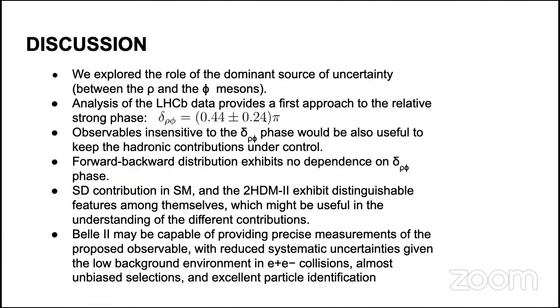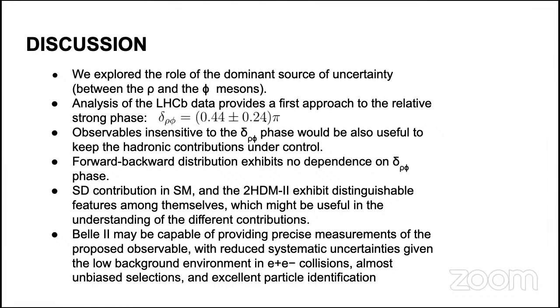We explored all of them, source, analyze the earliest data provides a first approach to the relative phase, delta rho phi, that it was 0.5 plus minus 0.24. Observable sensitivity to the delta rho phi phase will be also useful to keep the hadronic contribution under control. Forward backward distribution exhibit no dependence in delta rho phi phase.